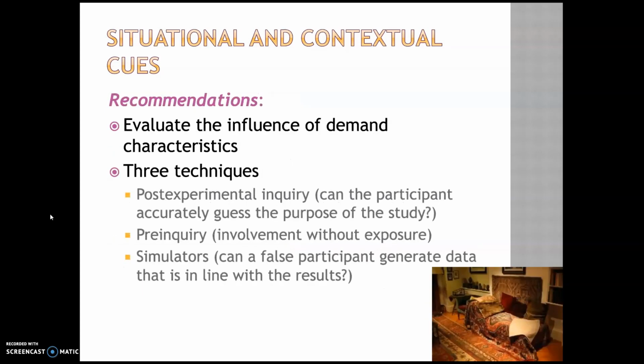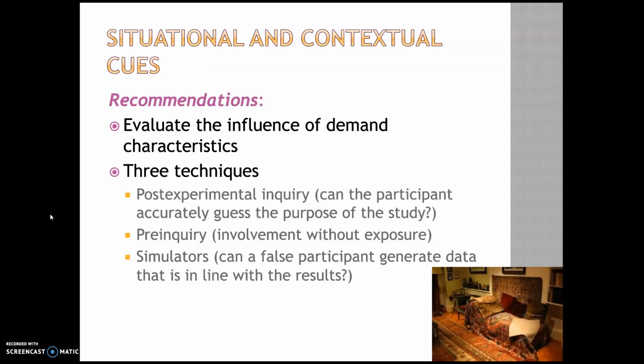So some recommendations, of course: always consider the demand characteristics ahead of time. Can the environment have a potential effect? The answer is almost always yes. How do we minimize that? Some other techniques you might want to consider is to ask them afterwards: how did you feel about this environment? Did you feel like it contributed or took away from the study? You could also ask them ahead of time. And then also you could see if you could use simulators, which essentially allows you to rule out if the environment is actually having a substantial effect on the data.